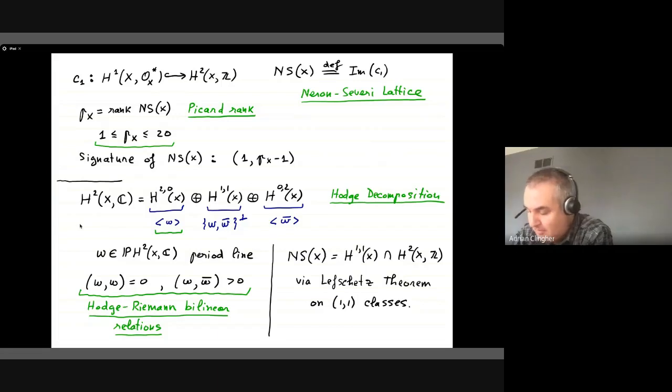It satisfies the standard Hodge-Riemann bilinear relations, which in this situation for K3s can be just written in this way. The Néron-Severi lattice can, of course, be recovered from the periods, and one easy way to get it is to just intersect the second cohomology over the integers with the H11 piece of the Hodge decomposition. And that recovers the Néron-Severi lattice. This is the Lefschetz theorem for (1,1) classes.